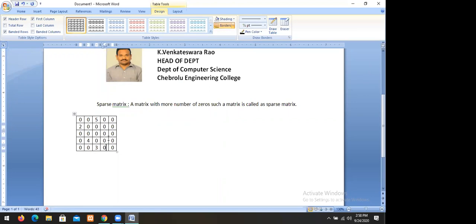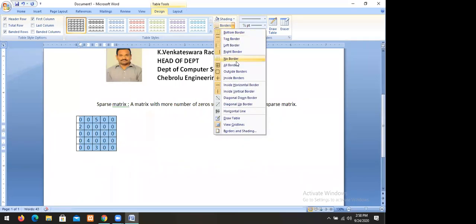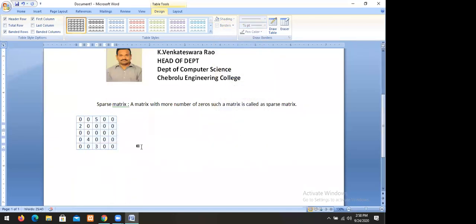suppose you take this matrix, we call it a sparse matrix because there are more number of zeros. A matrix with more number of zeros, such a matrix we call a sparse matrix. So how to represent this sparse matrix?